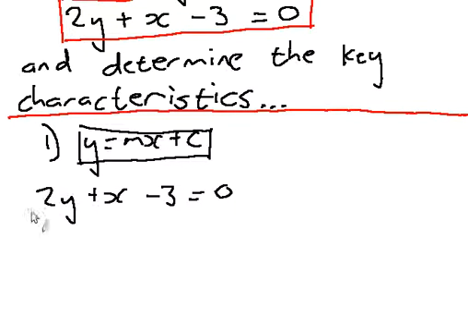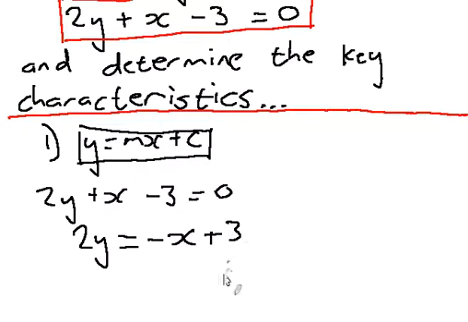Now we want to get y on its own on the left, and we want to get everything else onto the right hand side. So firstly, let's keep this 2y here, and let's move all that across. So we're going to minus x from each side, and we're going to plus 3 to both sides. So we get minus x, and plus 3. Okay, looking better. Still not in this form though. So to get y on its own, we're going to have to divide through by 2. So divide each term by 2.